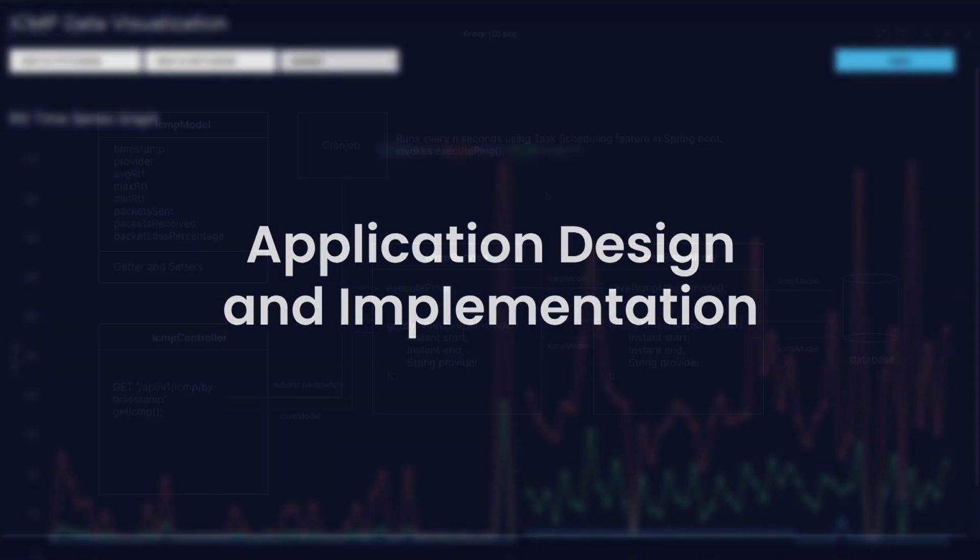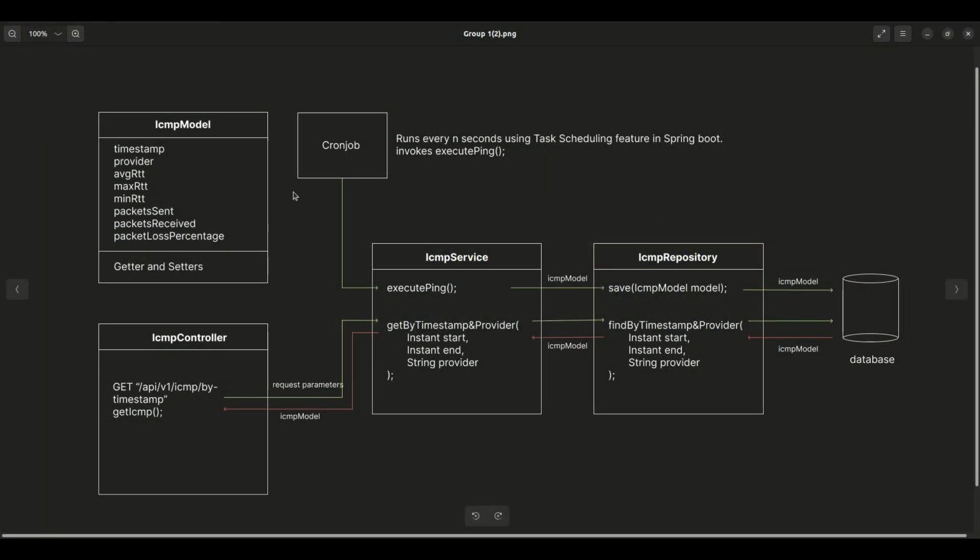What you're seeing is a high level design of our system, and we will consider the output of the ping request as a model. Whatever values that we get from the ping request, we will create a model called ICMP model. Then the whole logic which I explained will be kept inside the service class in this function, execute ping, and this will be responsible for extracting the necessary values from the ping output and then creating a model out of it, and then passing this model to the repository and persisting it in the database.